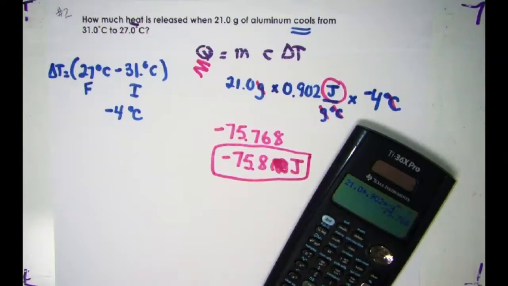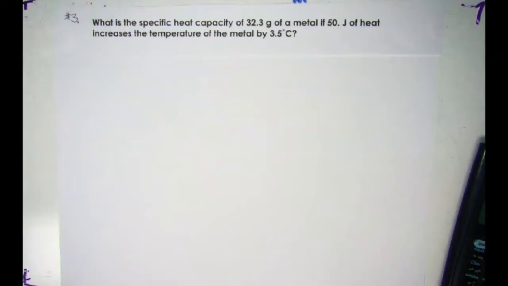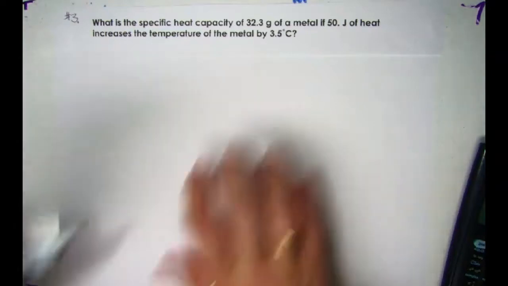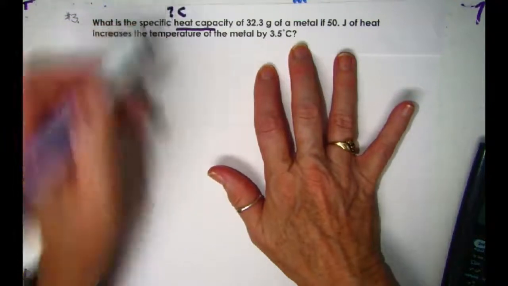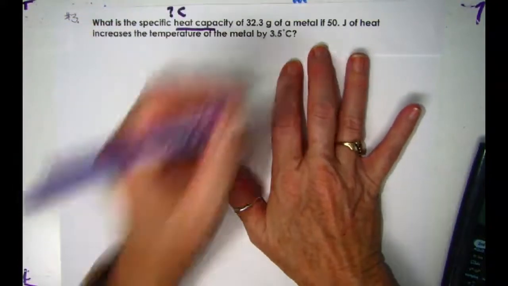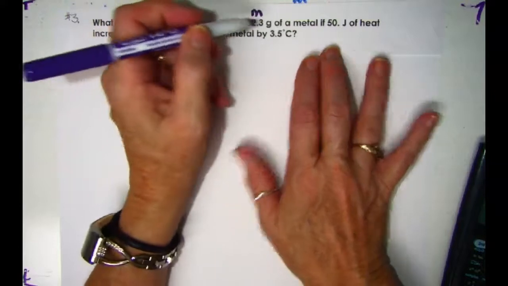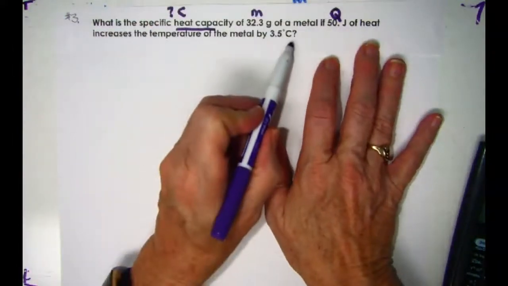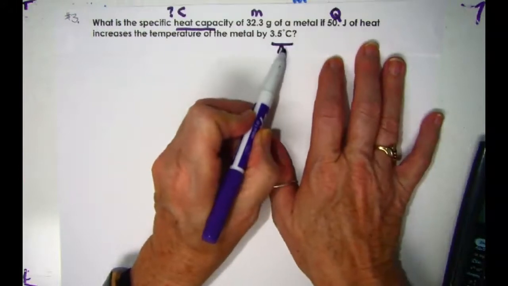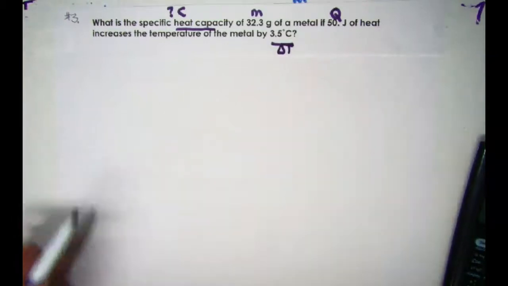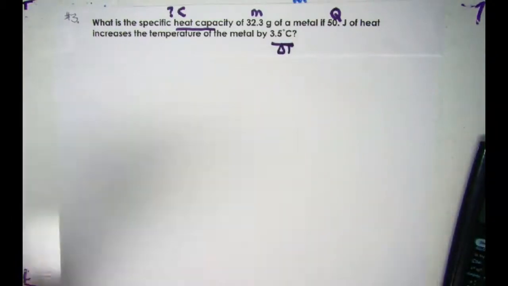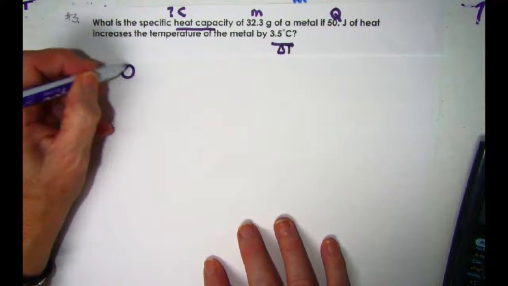Okay, let's move to problem number 3. Okay, guys, here's question number 3. In this particular thing, we are asking to find out what C is. We don't know C. We know M, and we know Q, and we know that the temperature increase, delta T, is 3.5 degrees Celsius.